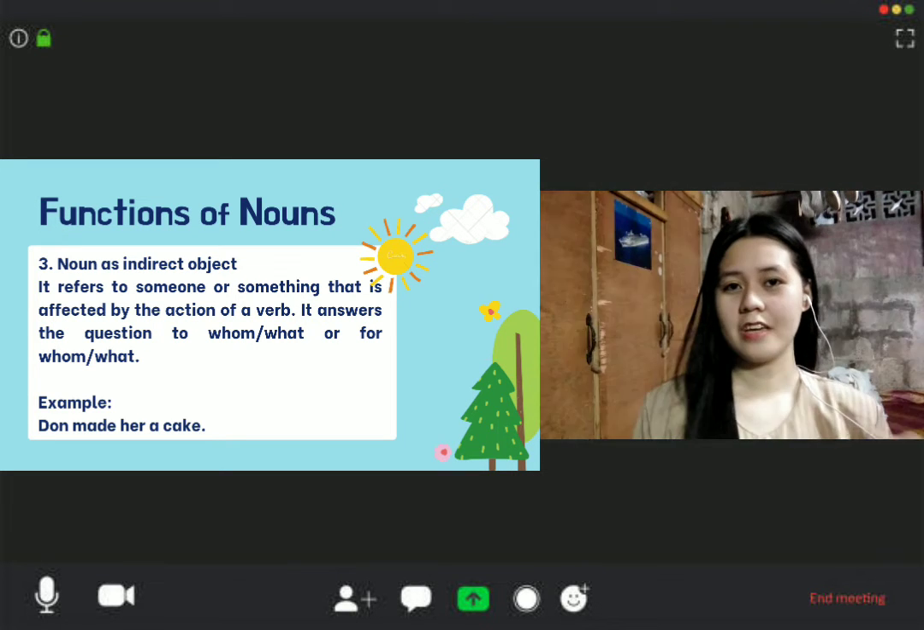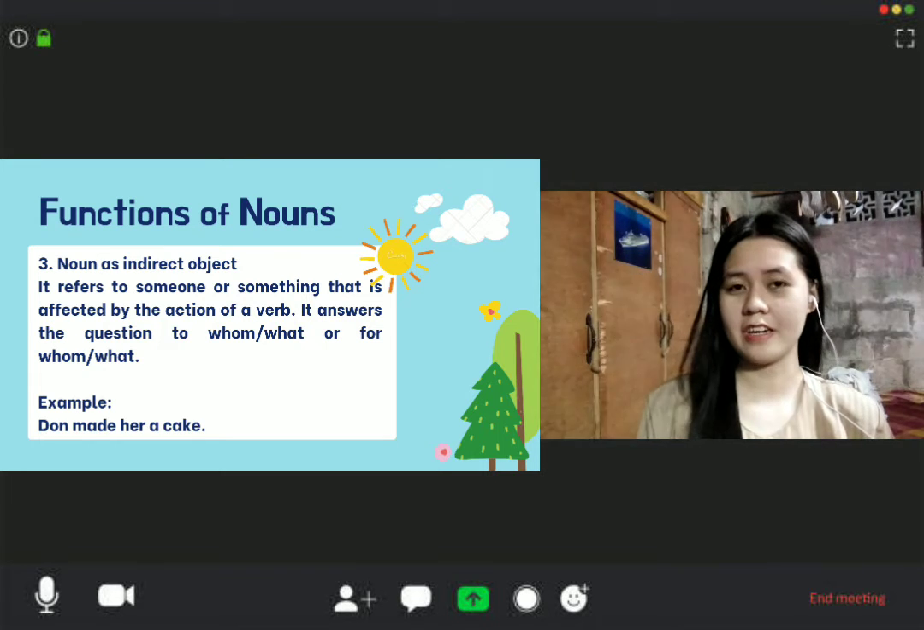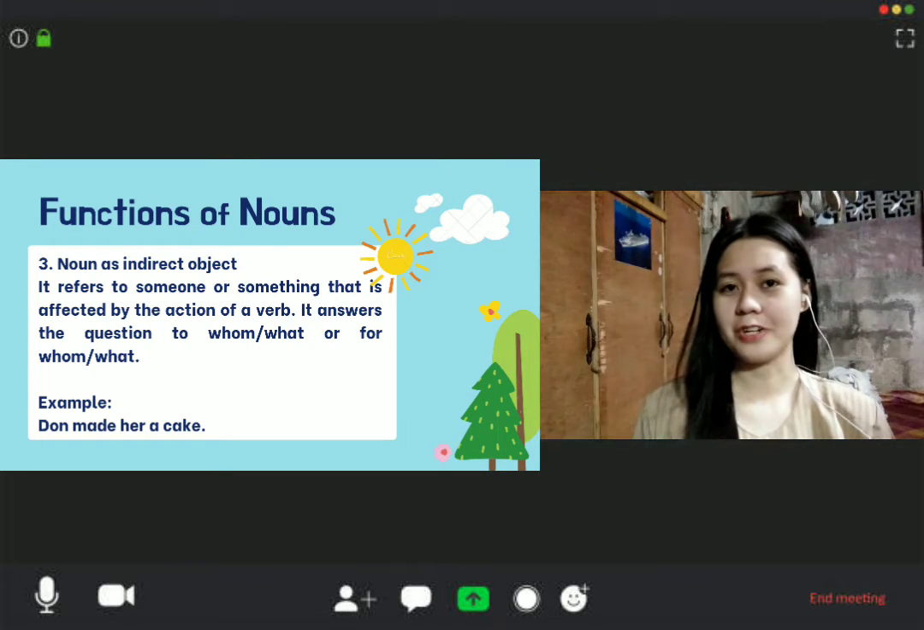For example, Dawn made her a cake. To whom did Dawn make a cake? To her. Therefore, her functions as the indirect object of the sentence.